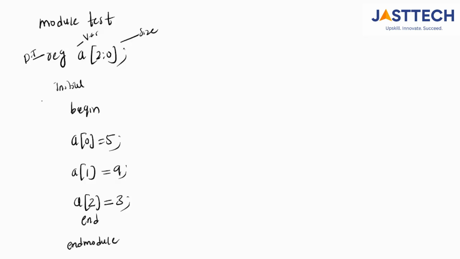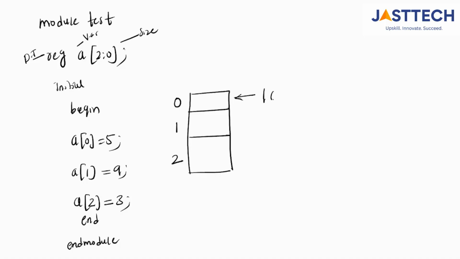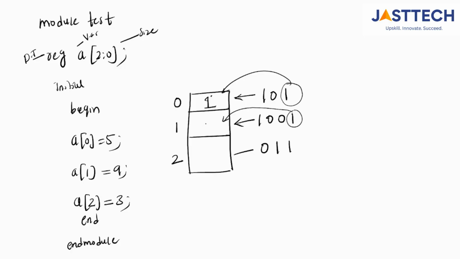End module. Okay, so how will the array store it? Reg is 1 bit, so reg means you are using an array. This is the 0th index, this is the first index, and this is the second index. Normally 5 will be converted into 101 in binary, 9 means 1001, and 3 means 011. Whatever the LSB is, that will be stored in A. Here 1 will be stored, here also 1, and here also 1.